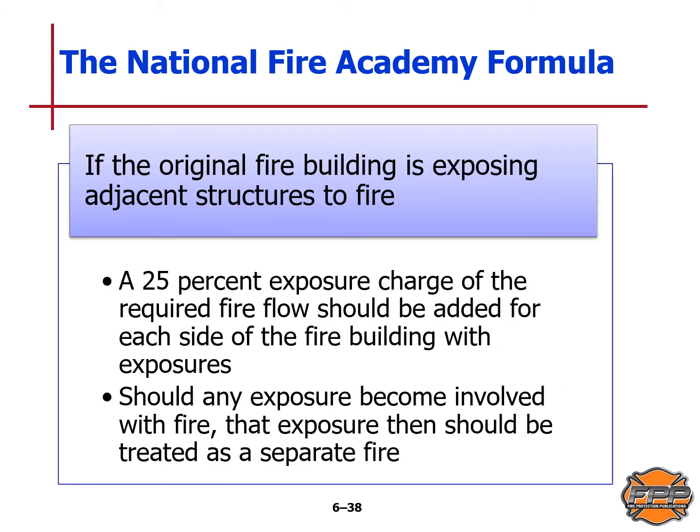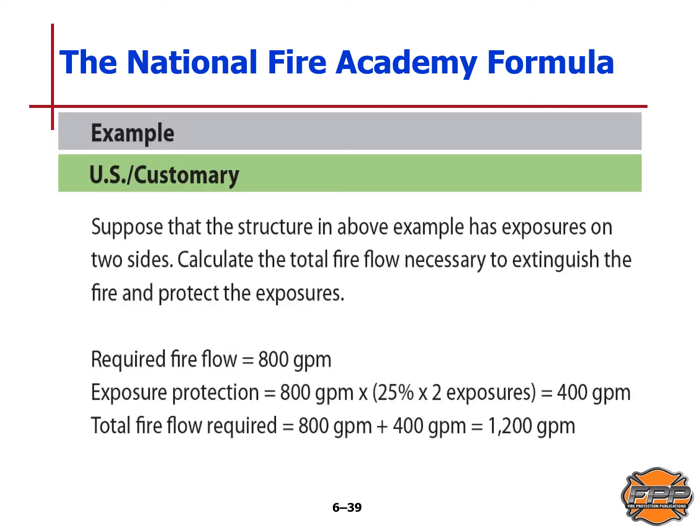If the original fire building is exposed and has adjacent structures exposed to fire, a 25% exposure charge of the required fire flow should be added for each side of the fire building with exposures. Should any exposures become involved with fire, that exposure should then be treated as a separate fire. Here's an example. Suppose that the structure in the above example has exposures on 2 sides. Calculate the total fire flow necessary to extinguish the fire and protect the exposures. Now, we're going to say that this example has 100% involvement.